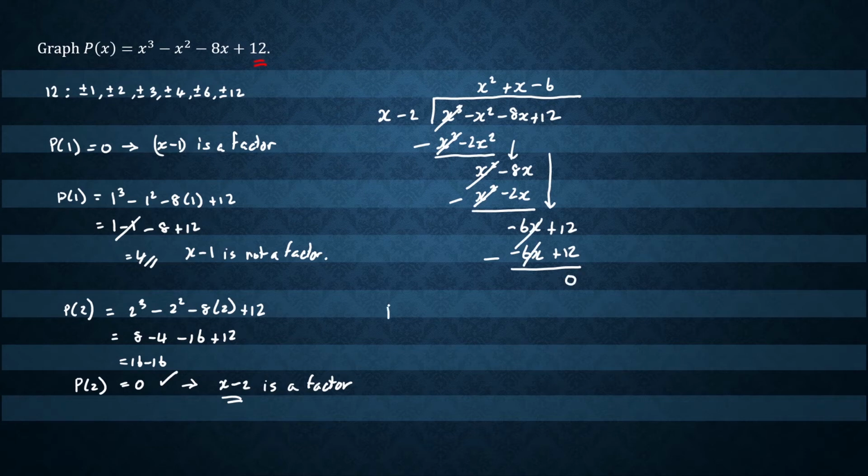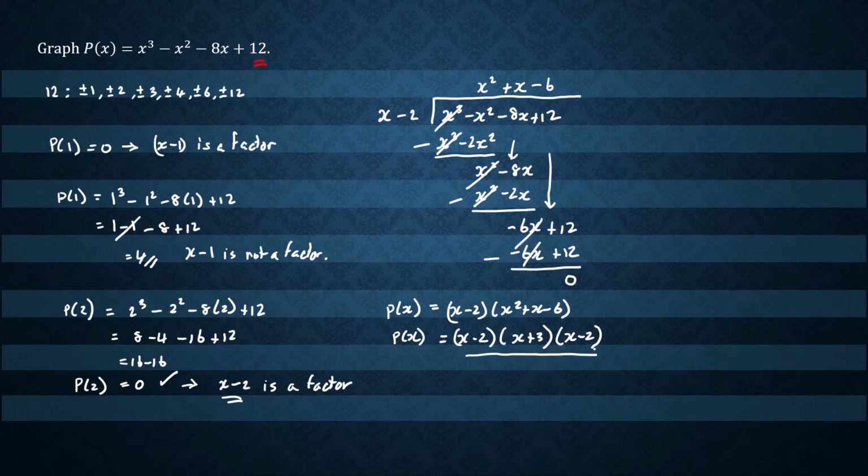So the polynomial P(x) can be written as x minus 2 times x squared plus x minus 6. And we can further factorize that quadratic factor. So x minus 2, and this will be x plus 3 times x minus 2. So this is your polynomial written as 3 linear factors. So now we can start graphing the polynomial.